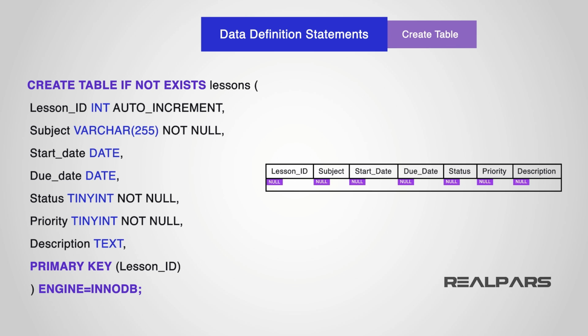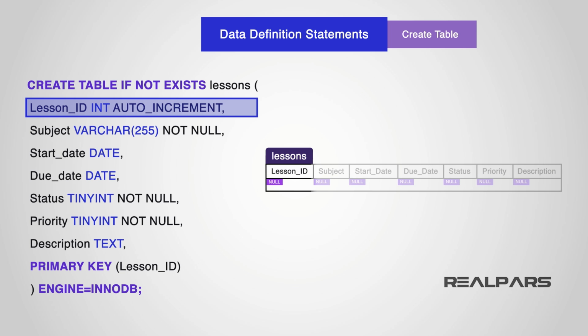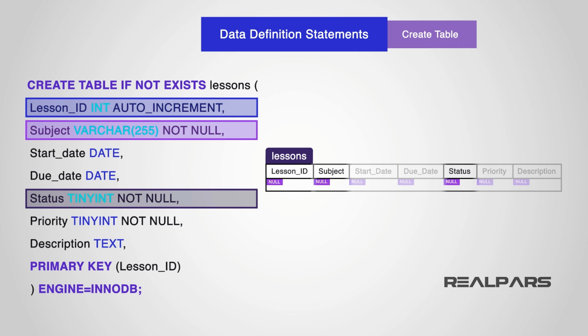This Create Table statement will create a new table, called Lessons. Similar to PLC data types, MySQL uses the data types in queries. In this query, the column named Lesson ID utilizes integer data type, and the column named Status utilizes tiny integer data type. The column named Subject will utilize varchar data type, and the column named Description will utilize text data type or string type data.